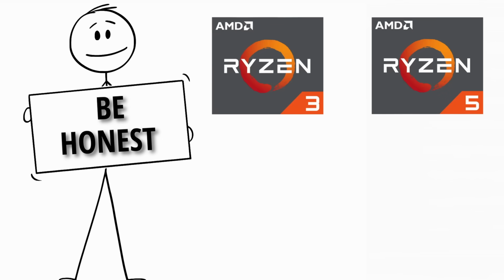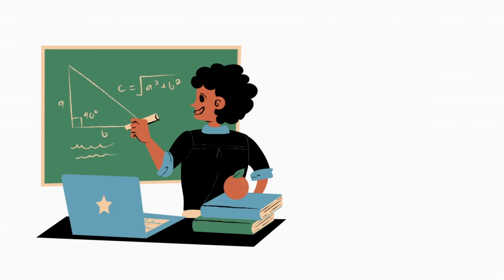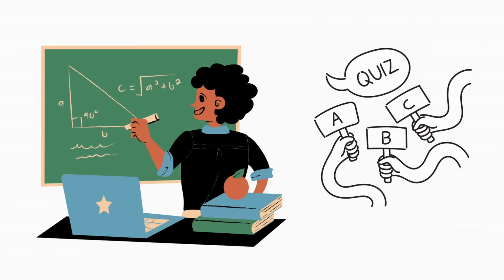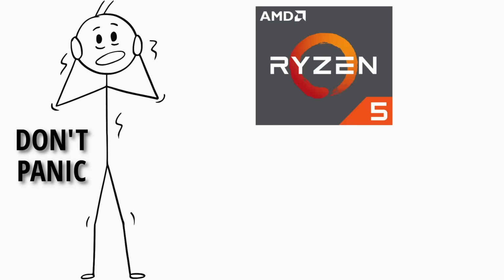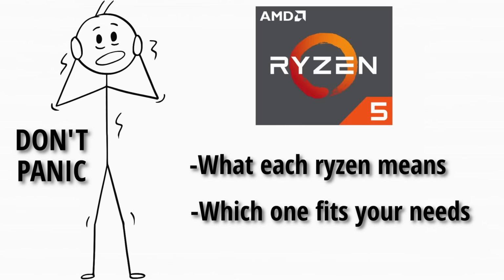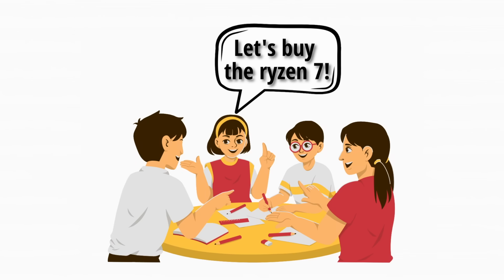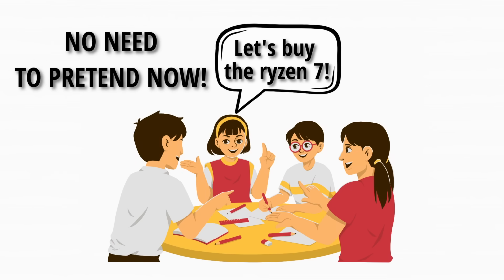Okay, be honest. When you hear Ryzen 3, 5, 7, 9, do you feel like you're being quizzed on math instead of picking a CPU? Don't panic. By the end of this video, you'll know exactly what each Ryzen means, which one fits your needs, and you'll finally stop pretending you understand your PC building friends.